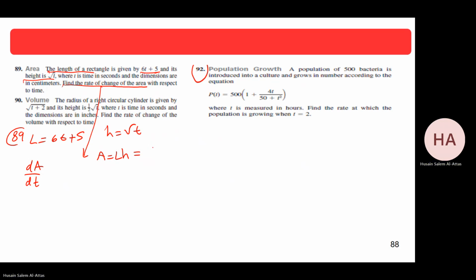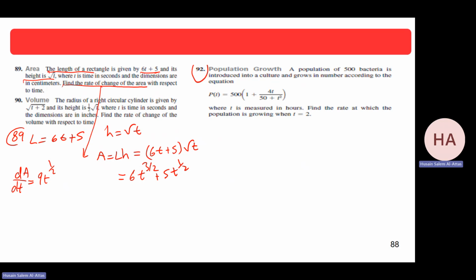So it will be (60t plus 5) times square root of t. In other words, you can use the product rule, or you can directly write 60t to the power 3 over 2 plus 5t to the power half. So dA by dt, we just find the derivative, and that gives me 90t to the power half plus 5 over 2 t to the power minus half.